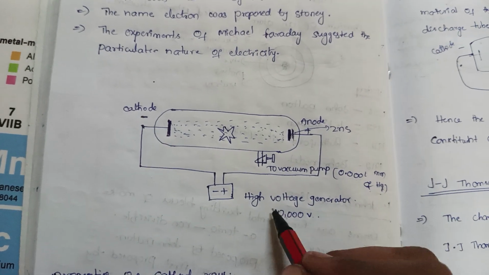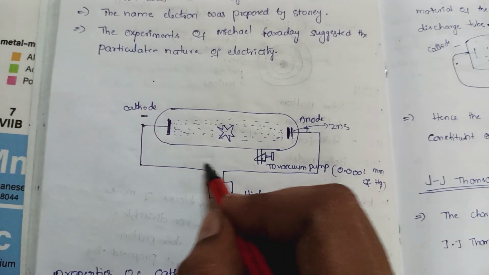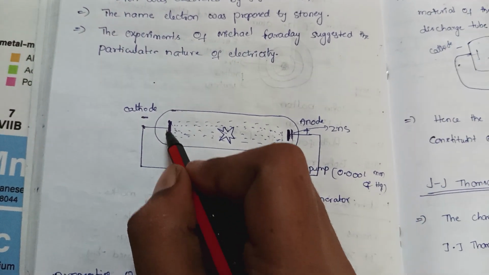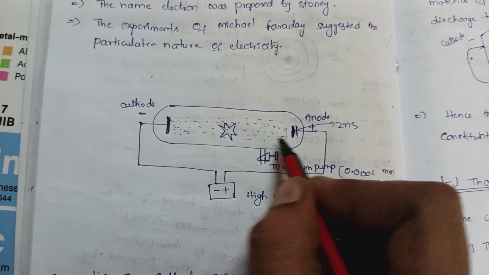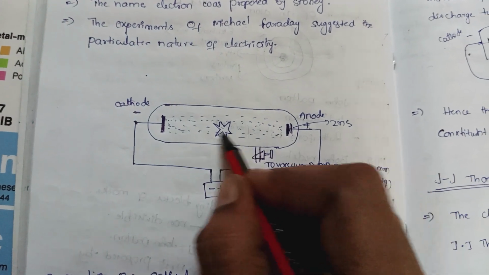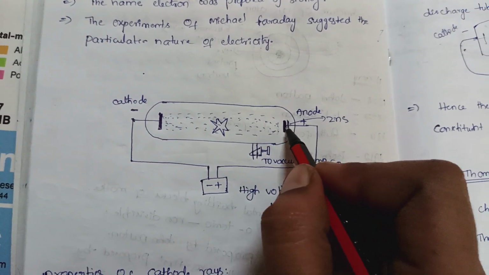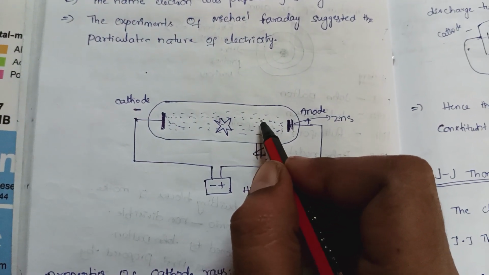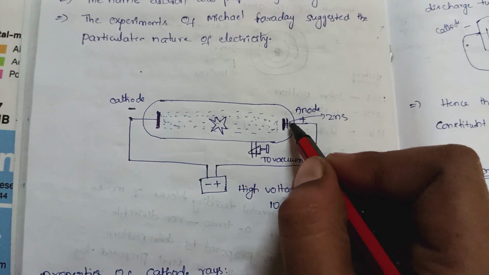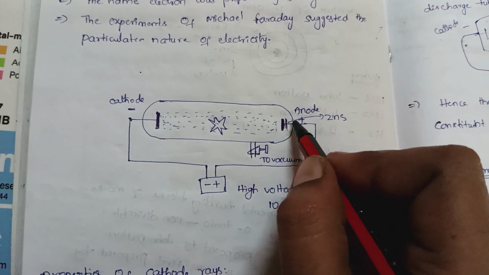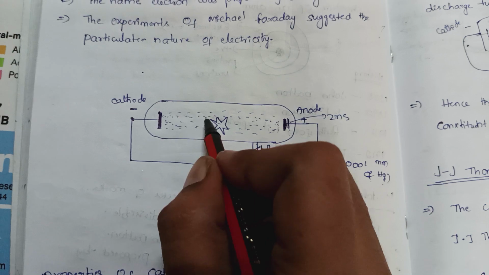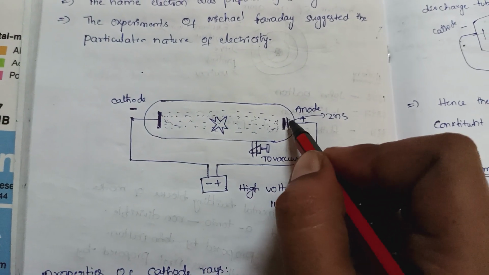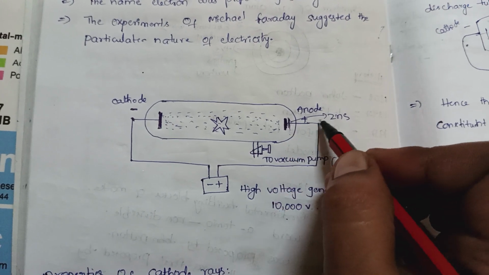Whenever high voltage current is applied to this pump, some radiation will generate. Cathode rays pass towards the anode. These rays are invisible, due to that fluorescent or phosphorescent material is placed behind the anode. Whenever cathode rays hit the anode, some light will generate.